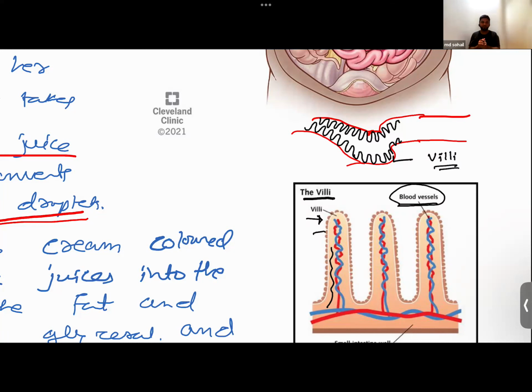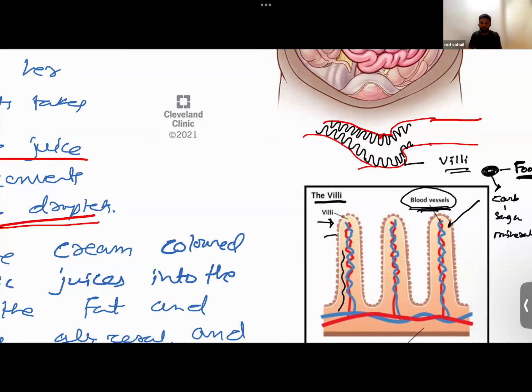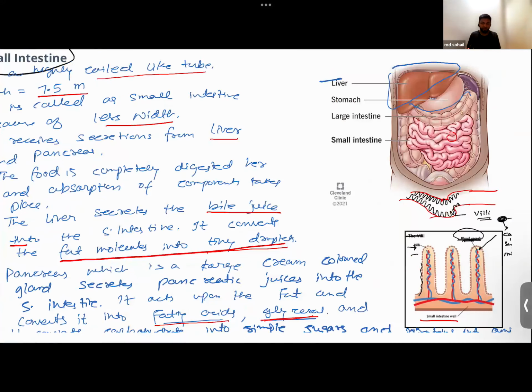Any confusions in this one? So the food particle, let's say this is a food particle here, which has been digested. Now it will consist of several different types of components, like carbohydrates, sugars, and different types of minerals which are required by each and every cell of the human body for growth and for repair. Those very tiny components will be absorbed by the blood vessels present in the villi. So that is how absorption of the food particle takes place.